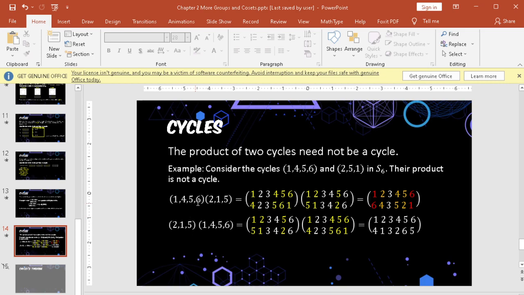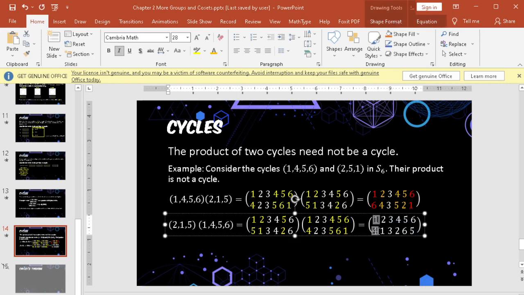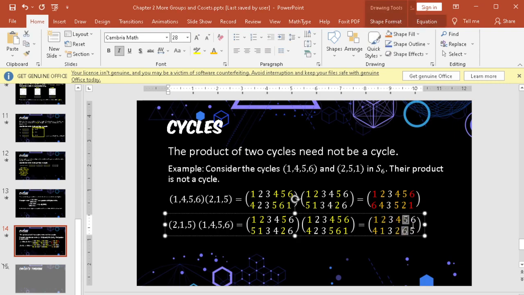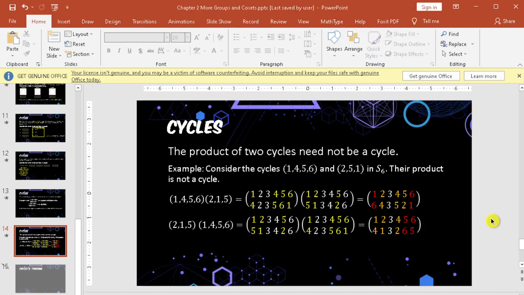How about the other one? This one, nagpalit lang ang minultiply natin na una yung 2, 5, 2, 1, 5. Tingnan natin kung ilang orbits. 1 to 4, 4 to 2, 2 to 1, tapos bumalik siya. 1 ulit to 4. And then, 5 to 6, 6 to 5, that's another orbit. Dalawa silang orbit. Ayan, so it's not a cycle.